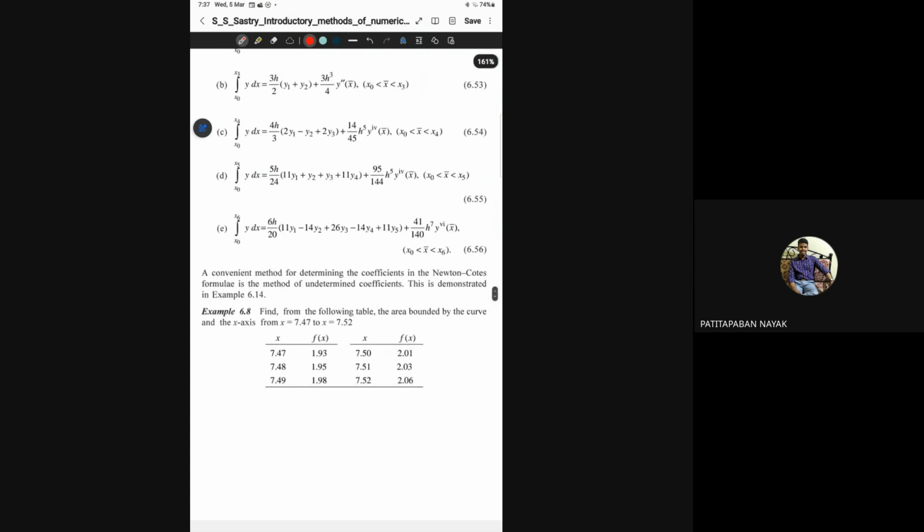Can you work out this example 6.8 using that trapezoidal rule? My screen is visible, right? Yes, sir. So could you quickly use that formula and try to see what the area or the integration is from 7.47 to 7.52. The values are given actually. You don't have to calculate much, you just have to add numbers. So can you tell me what that answer is?